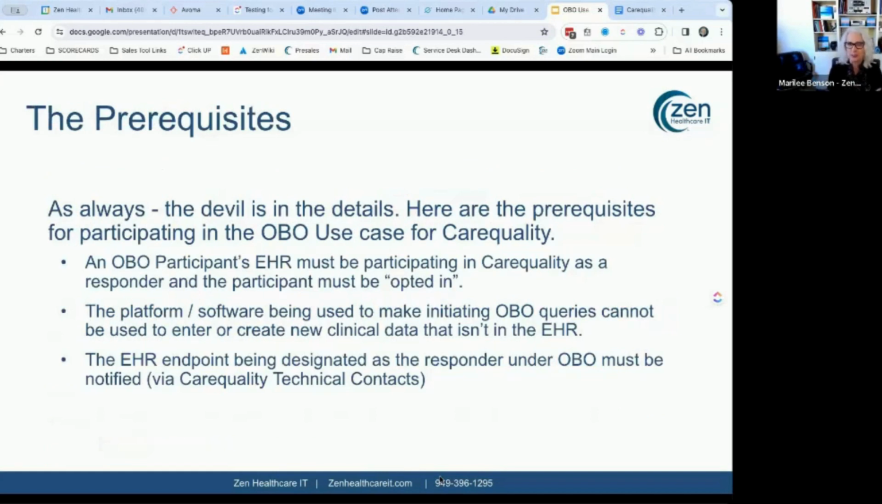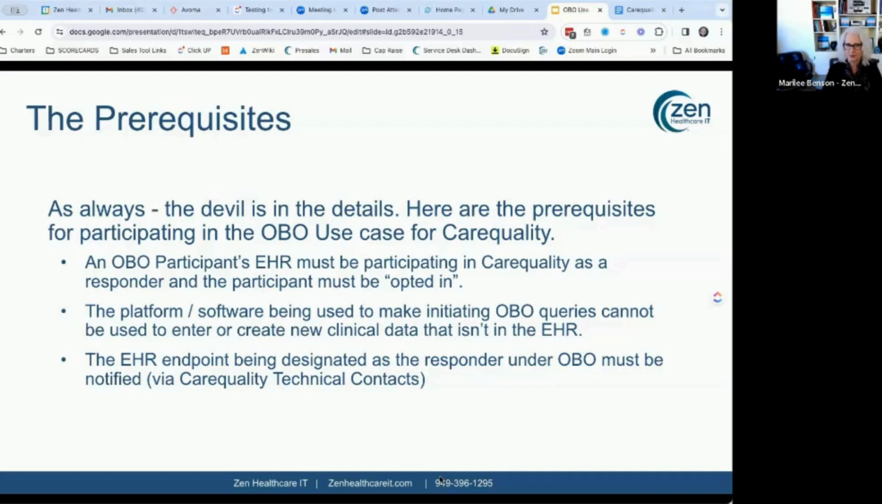As always, when we're working with national network implementation guides and use cases and purposes of use, the devil's in the details. So there are some prerequisites for participating in the OBO use case under the Carequality Trust Framework. First of all, I think this is obvious, but the provider's EHR must be participating in Carequality. So they must be a Carequality implementer. And the provider needs to be opted in. So you can't say, well, Epic's on the network, but then not be participating, as an Epic provider in that exchange. So that's a very important point.